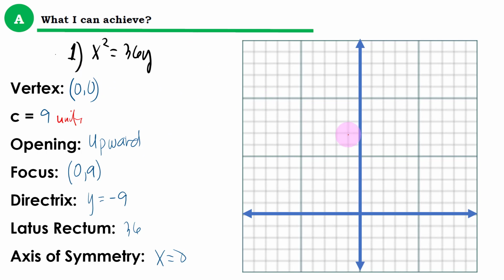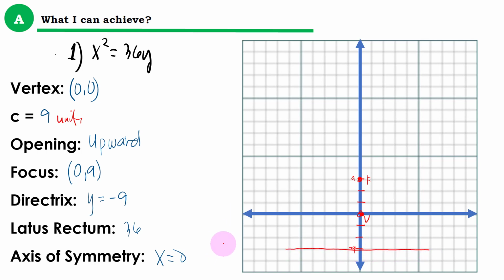Okay, ang interval natin ay 3. Okay, so our vertex is at 0, 0 here. And then our C, or the focal length, is 9 units. So, since it is opens upward, our focus is at 0, 9. So, gamit tayo ng interval na 3. So, this is 3, 6, 9. So, this is our focus. This is our vertex. And then, our directrix is y equals negative 9. So, this is negative 3, negative 6, negative 9. Okay? So, this is our directrix.